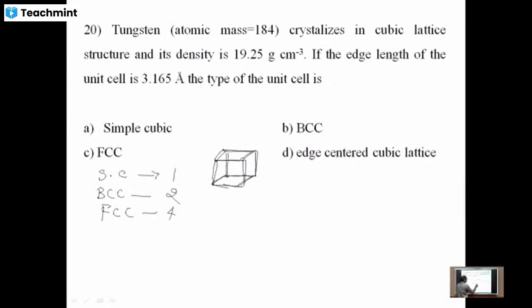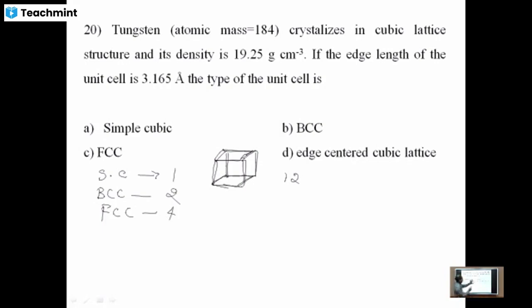So total number of edges is equal to 12. Each edge will have a particle, then it is called edge-centered cubic lattice. Remember, each edge of unit cell is shared by 4 unit cells.